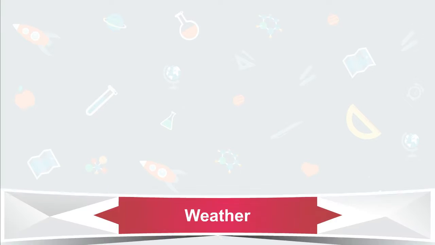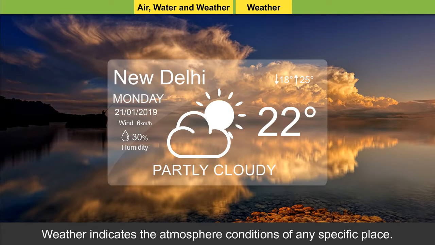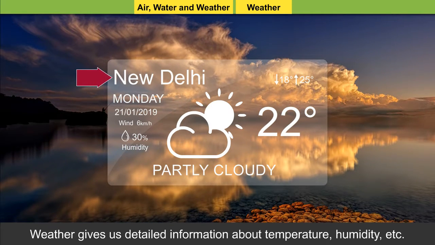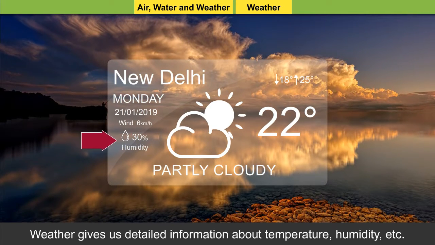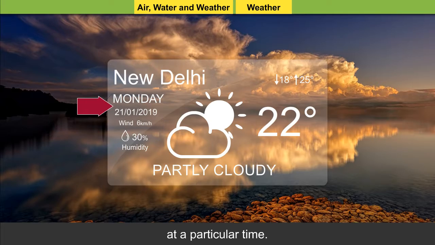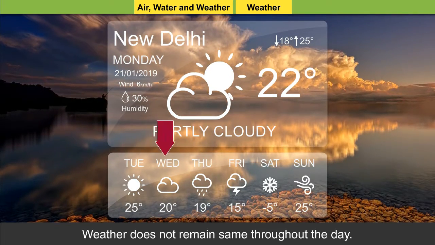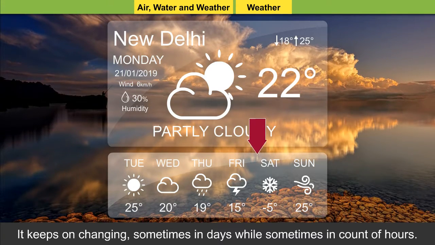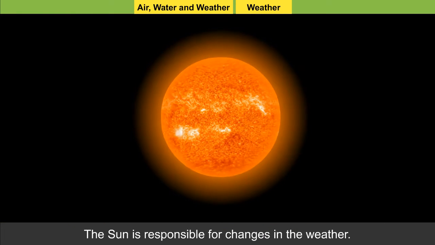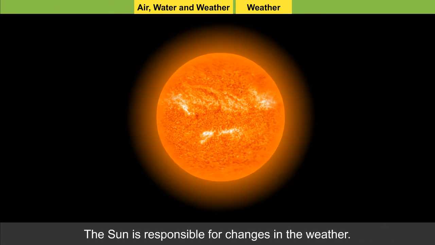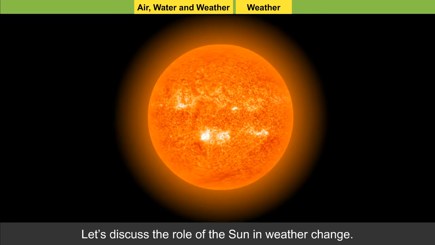Weather. Weather indicates the atmosphere conditions of any specific place. Weather gives us detailed information about temperature, humidity, etc. at a particular time. Weather does not remain same throughout the day. It keeps on changing, sometimes in days, while sometimes in the count of hours. The sun is responsible for changes in the weather. Let's discuss the role of the sun in weather change.